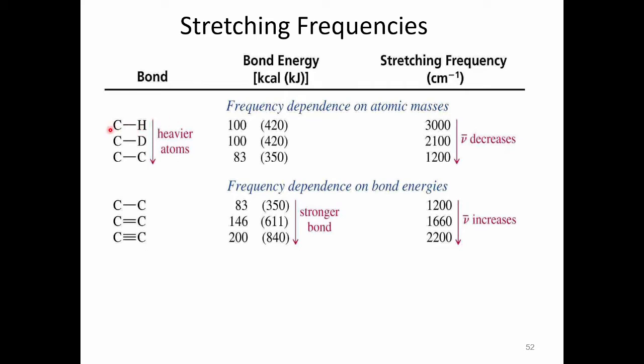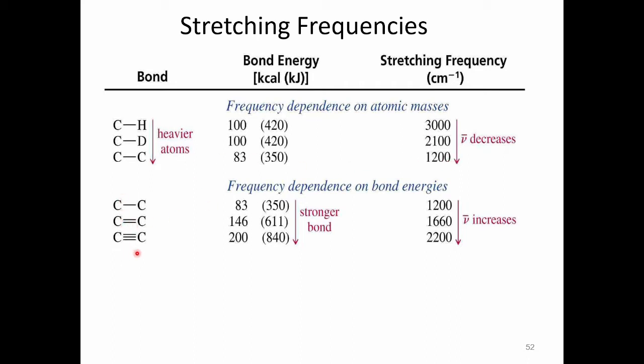Starting with a very light atom such as hydrogen, we have a bond energy of about 100 and a stretching frequency of about 3,000. But as we go from deuterium to carbon, the bond energy eventually goes down to 83, and the stretching frequency goes down to 1,200.